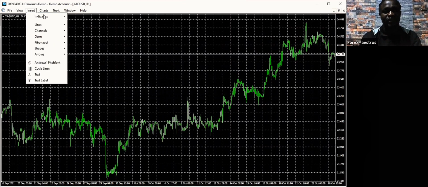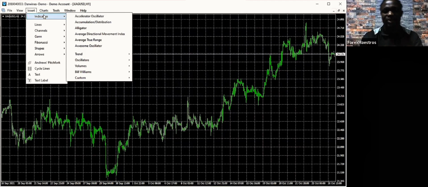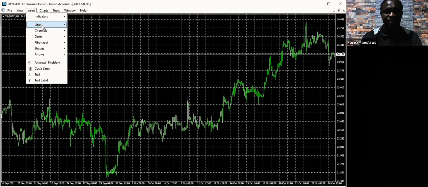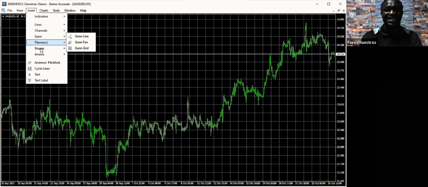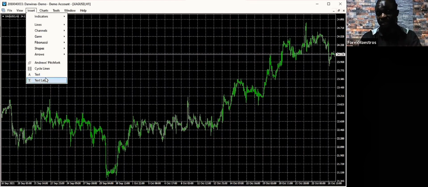Then under insert, you have indicators. You will learn about indicators much later. You have the lines. You want to draw a line, the channel, the Gann, the Fibonacci. These are all tools we use in Forex. You will learn all of them. The text: you want to type something, and the text label. You want to label a candle, or you want to write something about the chart.